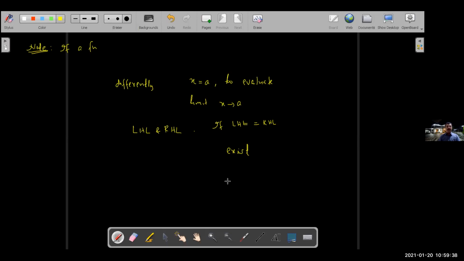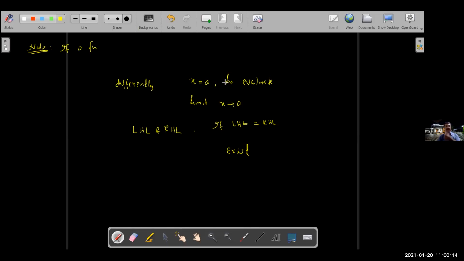I'll repeat from the beginning. If a function is defined differently towards left and right of a particular point, x is equal to a, to evaluate the limit at x is equal to a, we need to find left hand limit and right hand limit. And we say that the limit exists only if these two limits are equal. If left hand limit is not equal to right hand limit, then the limit does not exist. That is what we discussed.